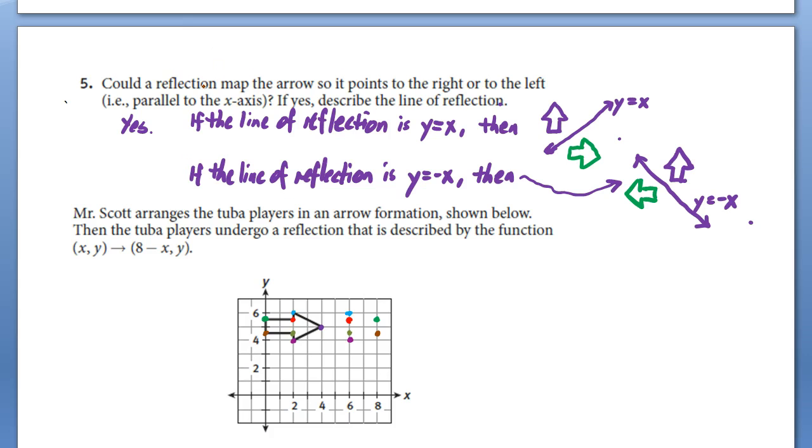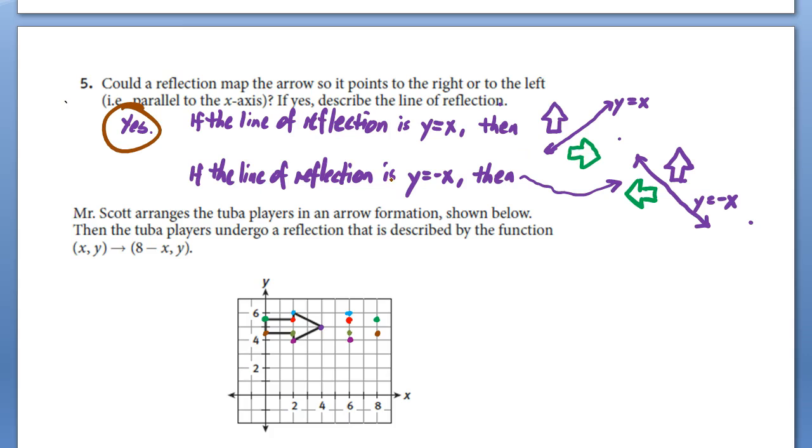Number 5, could a reflection map the arrow so it points to the right or to the left? And the answer is yes. If the line of reflection is y = x, then the transformation would look like this. Imagine that this purple arrow is that original arrow that was drawn above, and this diagonal line running with a slope of +1 upwards like this is the line y = x. If you reflect the purple arrow to the other side of that diagonal line, it would look like the green arrow, and that points to the right.